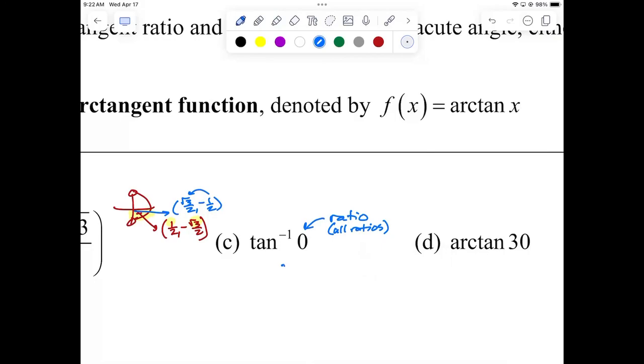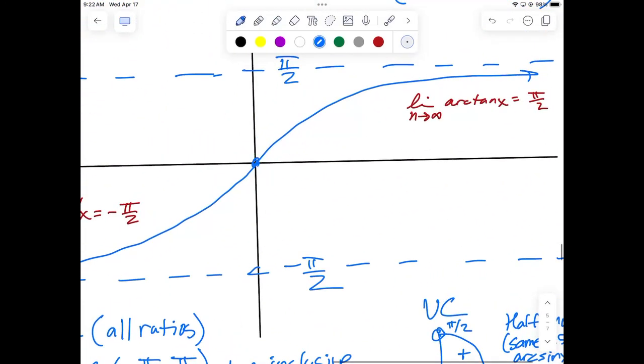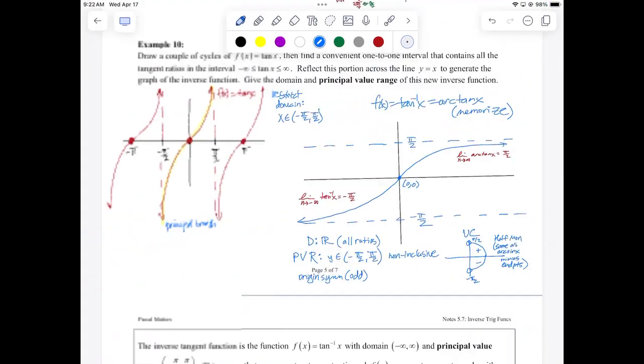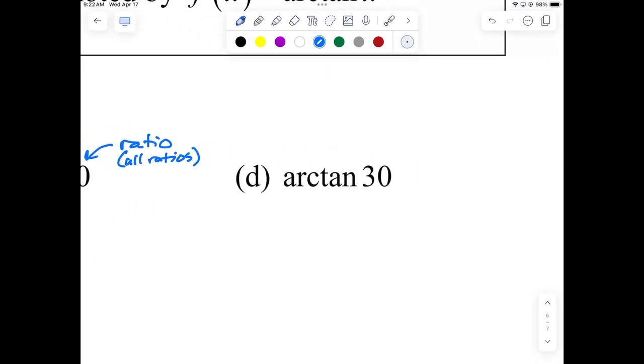It's 0. Think about the graph of arctangent. Doesn't the graph of arctangent pass through the ordered pair 0, 0? Just like the graph of tangent does? So tangent of 0 is 0, and inverse tangent of 0 is also what? 0. They both pass through the origin. Okay. Arctangent of 30.